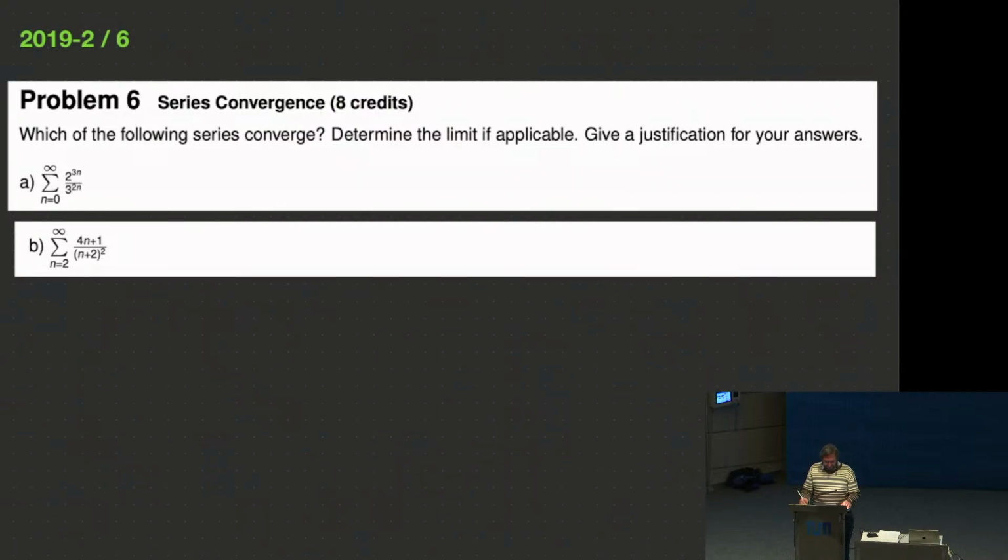2019-2. Let's do some calculus. Which of the following series converge? Determine the limit if applicable. Give a justification for your answers. So 2 questions. Part A. I think most questions evolved around part B, but let's still have a quick look at A. Again, see if you can find the solutions to those. I think I have sent up a couple of tweetbacks already. Yes, I have 2 tweetback quizzes on A and B.